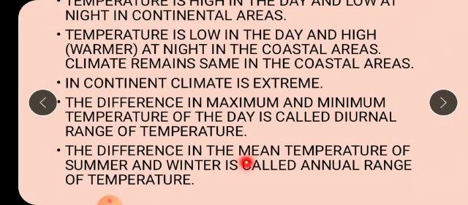The difference in the mean temperature of summer and winter, when we calculate the same difference for summer and winter, that is said to be the annual range of temperature. Understood the difference? Diurnal means when we calculate the temperature difference throughout the day, and when we calculate the same difference for summer and winter, it is called the annual range of temperature. Of course, summer will have the highest temperature and winter will have the low temperature, isn't it? So summer is highest and winter is lowest temperature. Okay, so this is the diurnal and annual range of temperature.